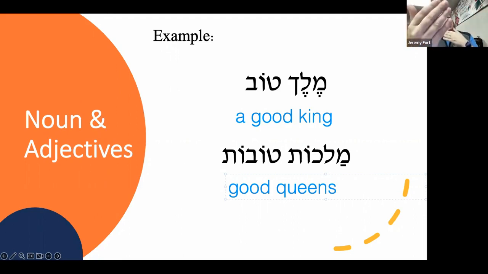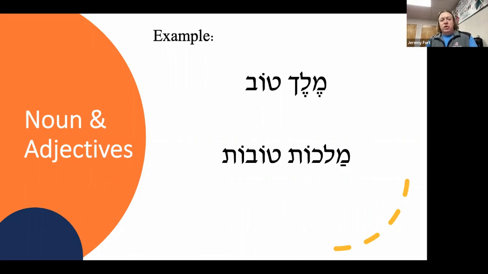So when you see the suffix forms that are matching in this case, you know you have a noun adjective relationship going on every time. So it's important to pay attention to those endings as they come through, so that you know where you are.